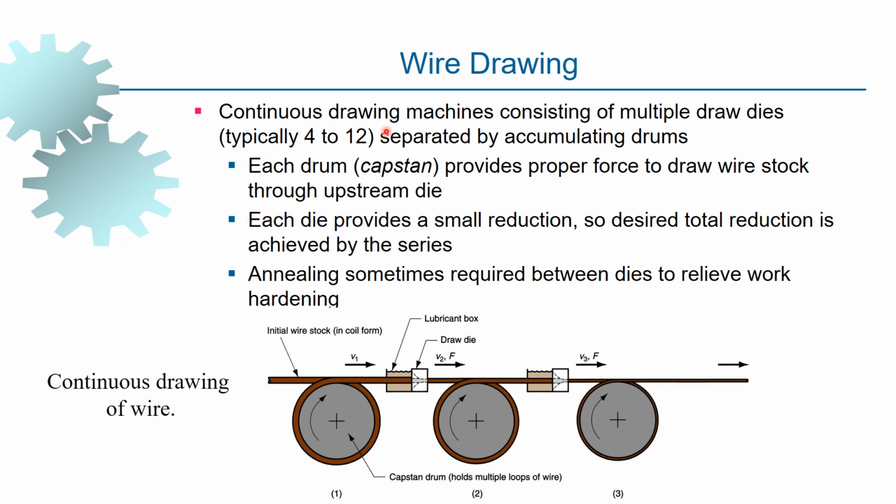So it's a continuous operation consisting of multiple dies, normally 4 to 12, and there is a drum which is rotating continuously. The drawing force is given by the drum or capstan, providing proper force to draw the wire stock through the upstream die. The pulling force is given by the drum which is rotating continuously. Sometimes annealing is required between the dies to relieve the work hardening effects.